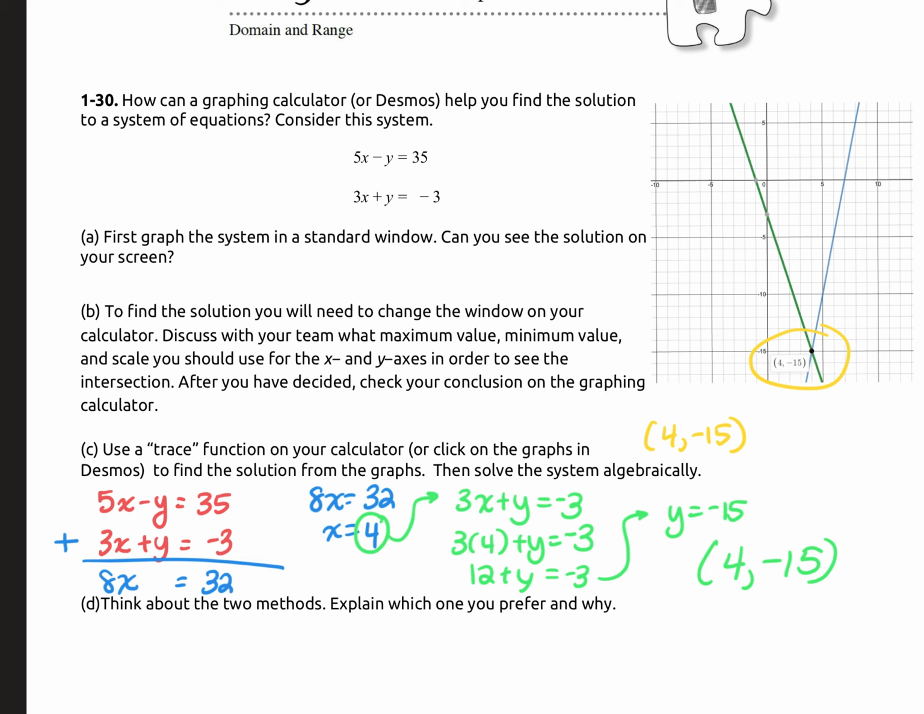The pro to doing it using algebra is that you can find the exact solution. There's no doubt in your mind that that will be your solution. The con is it can take a little bit longer.